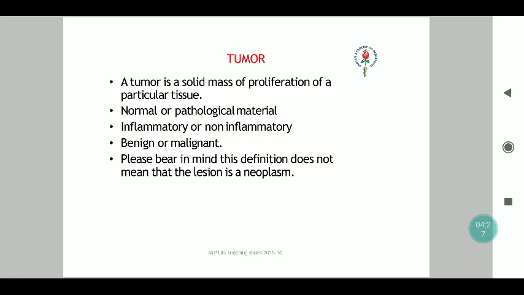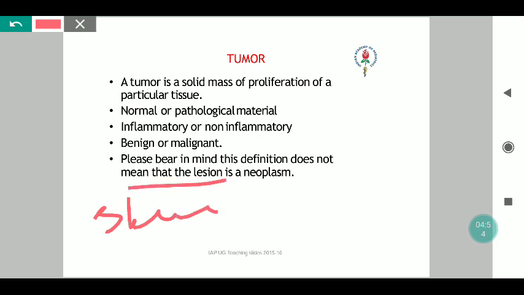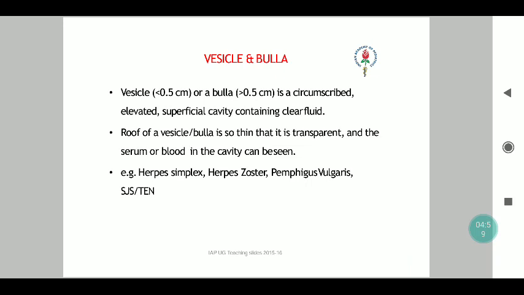Now a tumor is a solid mass of proliferation of a particular tissue. It might be a normal or a pathological material, and it might be either inflammatory or non-inflammatory. We can further classify these into benign or malignant, but from a dermatological perspective, tumors need not always imply that the lesion is a neoplasm. This is purely from a skin perspective and it is not in a general site. So purely from the skin perspective, not all tumors are neoplastic.